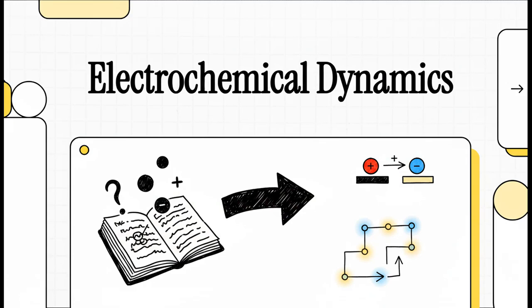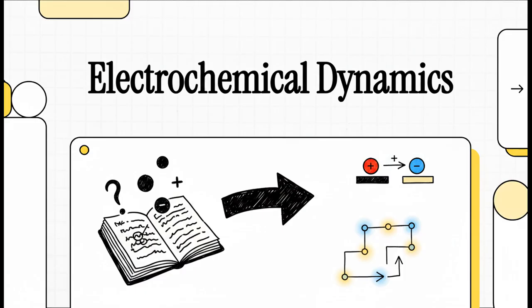Look, if you've ever stared at the electrochemistry chapter in your textbook and just felt totally overwhelmed by the massive wall of definitions, you are absolutely not alone. Today, we're going to take those dry textbook terms and translate them into a dynamic, intuitive system, one that's actually easy to visualize and, more importantly, super easy to memorize for your board exams. We're essentially going to turn invisible ions into something you can easily picture in your mind's eye.